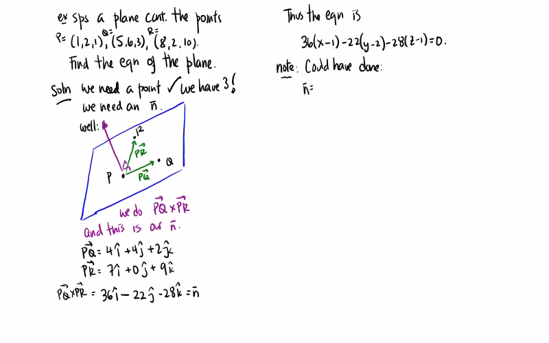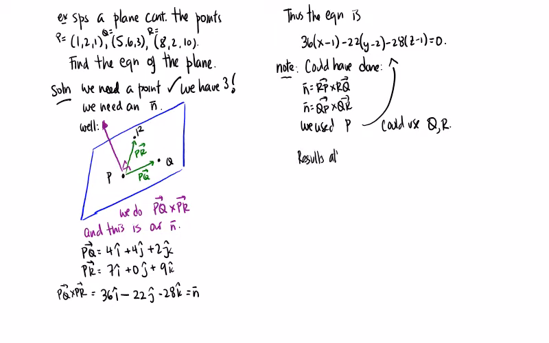You could have done n being, say, RP cross RQ. You could have done n as QP cross QR. We used P up in here, we could use Q or R. Now, you might get an equation that looks different, the numbers might be a little bit different, but if you multiplied everything out and simplified it, the results are all equivalent. So we see that a lot. We see things that might look a little different, but they'll be the same if you arrange the equations appropriately.